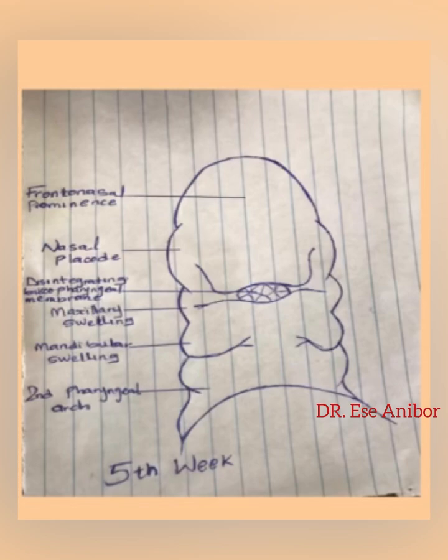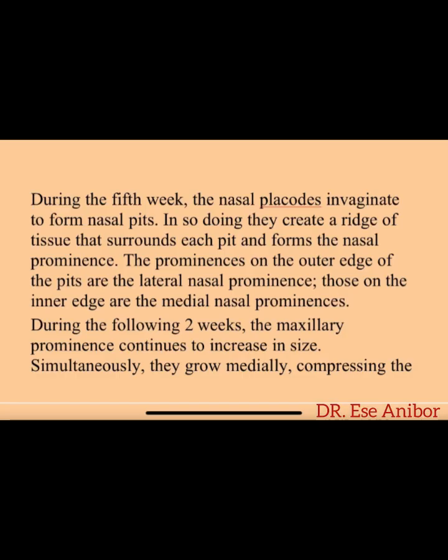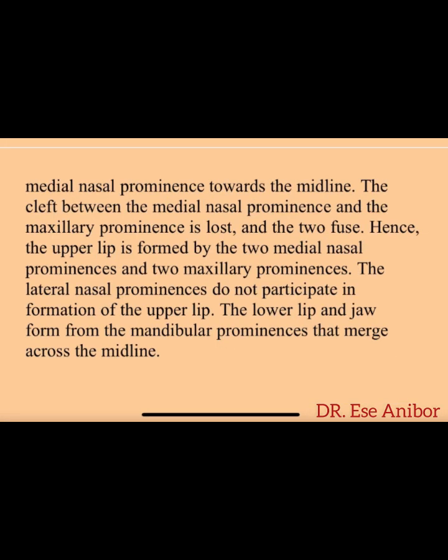Then after the 5th week, development continues. It does not end at the 5th week. The next 2 weeks after the 5th week, development continues. And what happens? You find out that the maxillary prominence, I mentioned earlier on, continues to increase in size. As it's increasing in size, it grows medially. So what is the implication of this? As it grows medially, it compresses the medial nasal prominence.